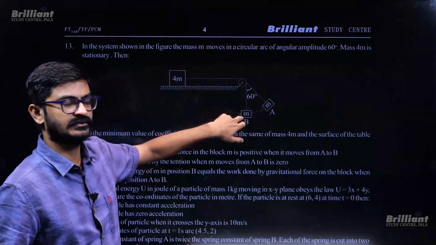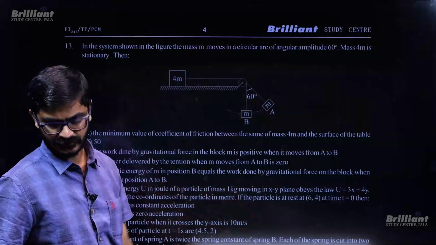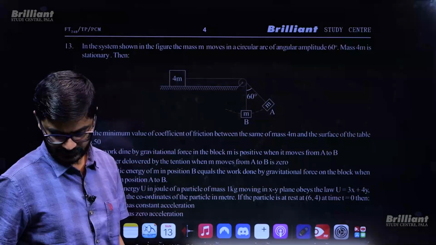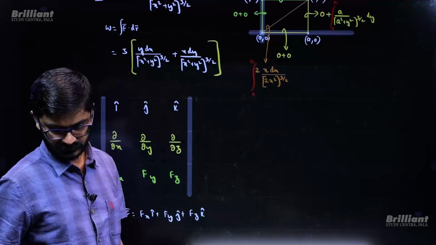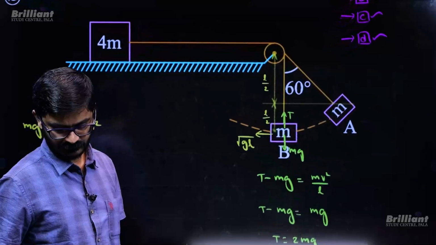Apart from that, velocity is also coming into the picture. So T minus mg equals mv square by r. Tension will be maximum at the bottommost point of the circular motion, so we will concentrate on the bottommost point of the circular motion.